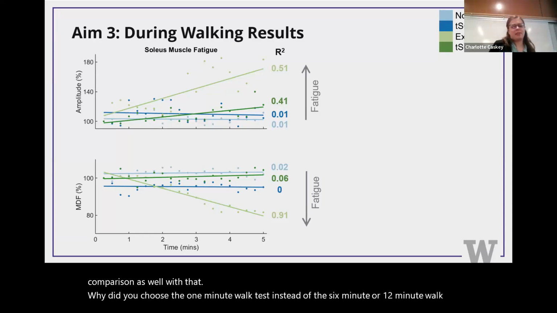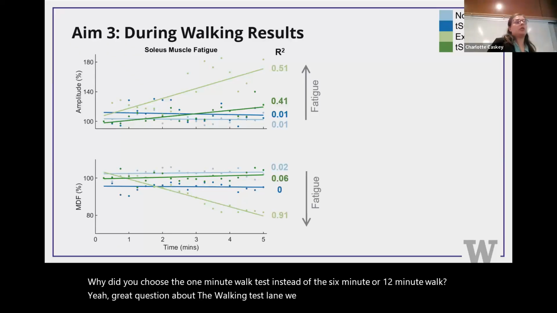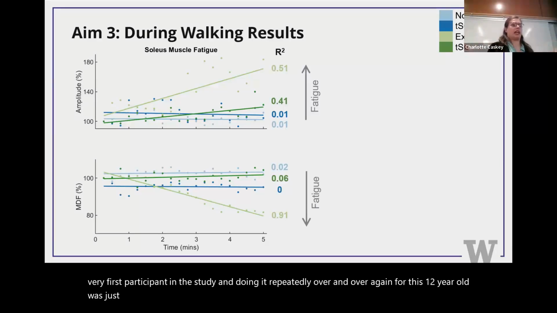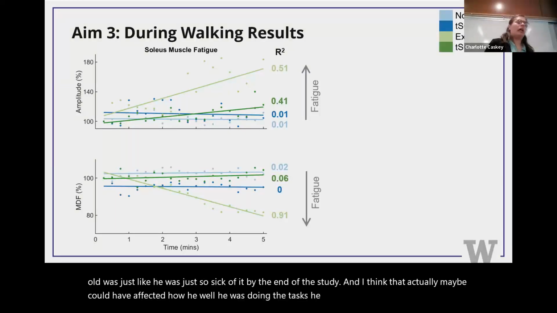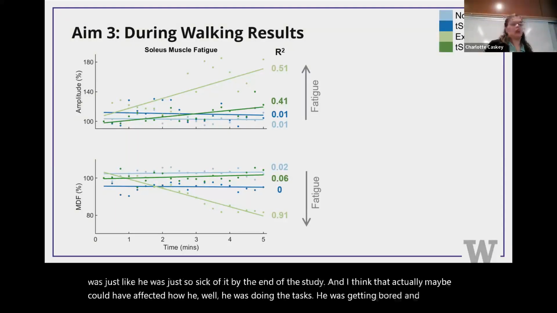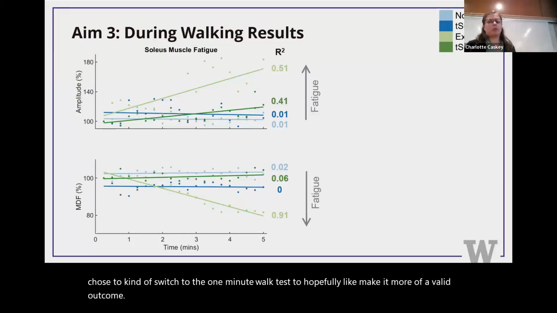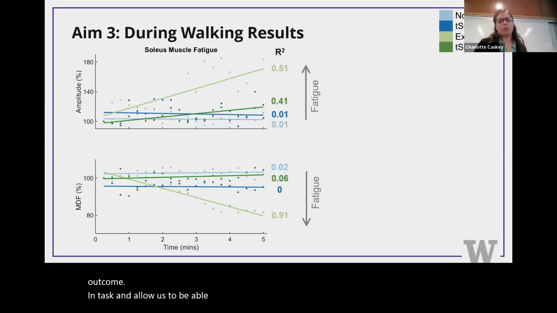Yeah, great question about the walking test length. We actually did do 6-minute walk test for the very first participant in the study. And doing it repeatedly over and over again, this 12-year-old was just so sick of it by the end of the study. And I think that actually maybe could have affected how well he was doing the tasks. He was getting bored. And so we chose to switch to the 1-minute walk test to hopefully make it a more valid outcome task and allow us to get some more reliable results.